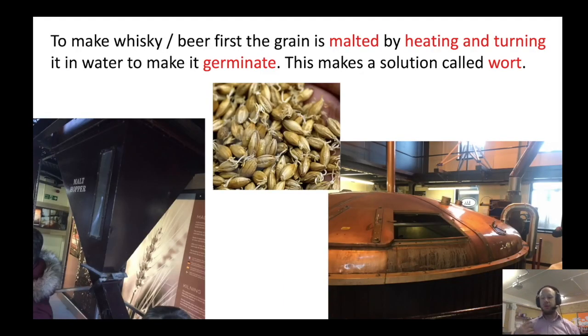I'm going to concentrate on making whiskey and beer. The first thing you need to do is malt your grains. So we're going to heat it and turn it in water, and it will start to germinate. You can see that in the middle picture there. The seeds start to germinate and start to grow a little bit. And that creates lots of sugar. And that sugar goes into the water, and it makes a solution that we call wort. And it's stirred in these vats here.